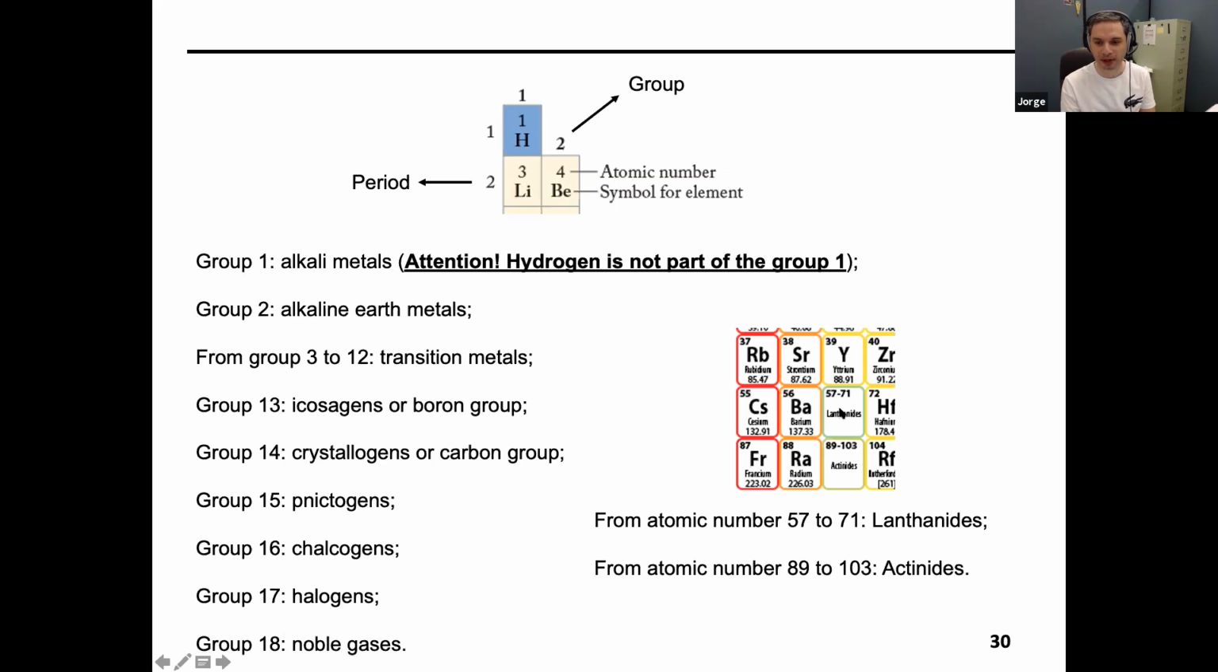One important thing here, the elements between the atomic number 57 and 71, they are squished here. Those are the lanthanides, and between 89 and 103, those are the actinides.